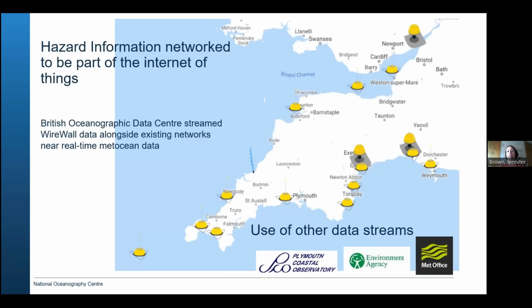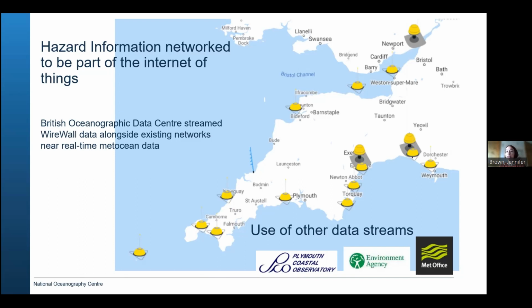So all of this data becomes available in research projects, but what we wanted to do is be able to network the information with existing monitoring that occurs in the Southwest region. So the Plymouth Coastal Observatory already have a number of wave buoys out, they have a number of tide gauges out, and they have a number of met stations.